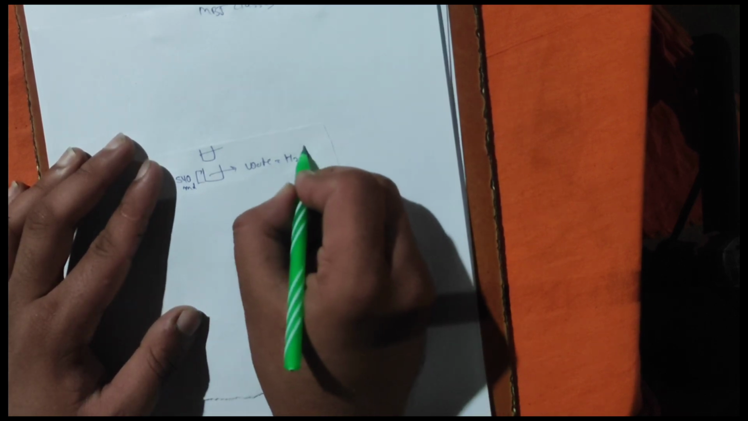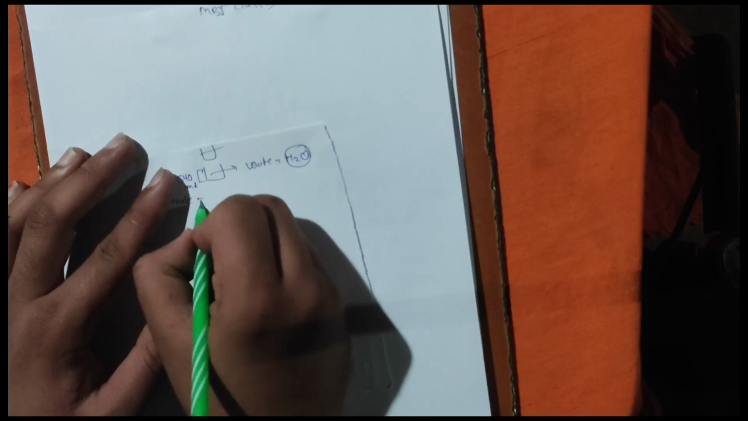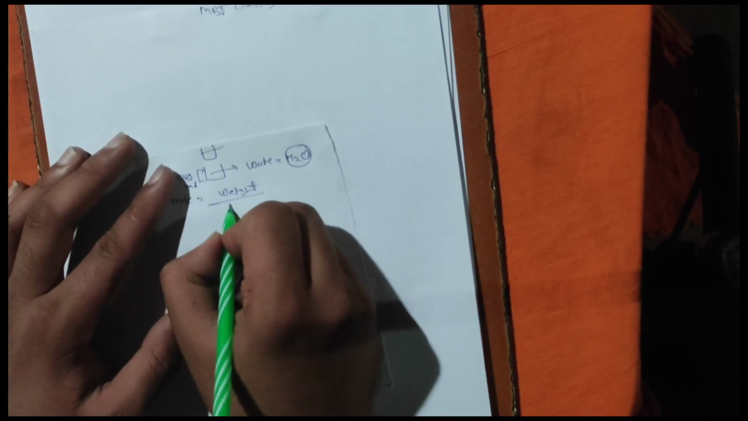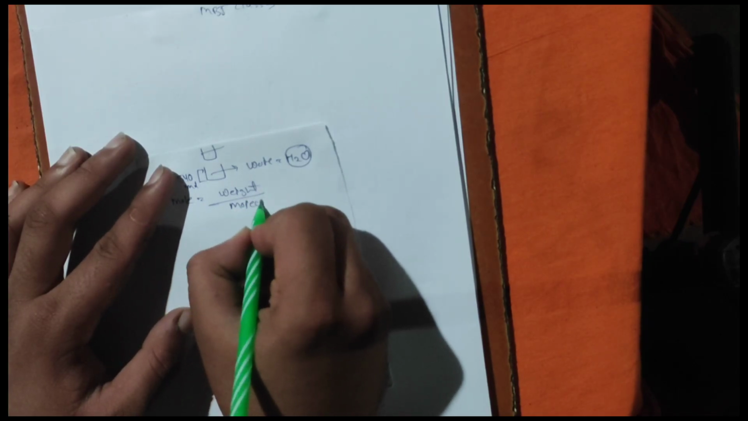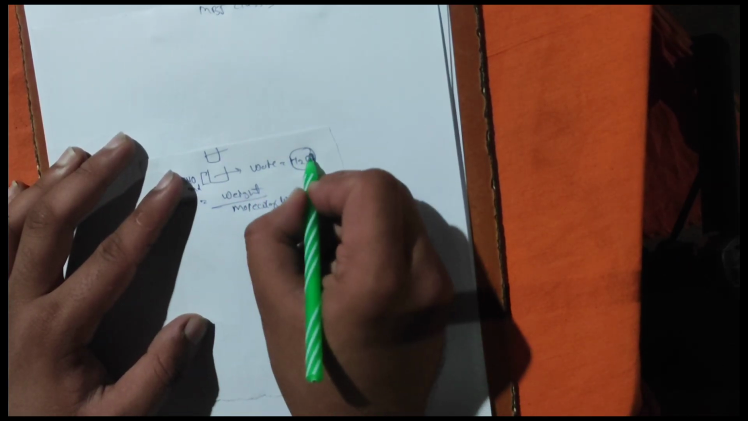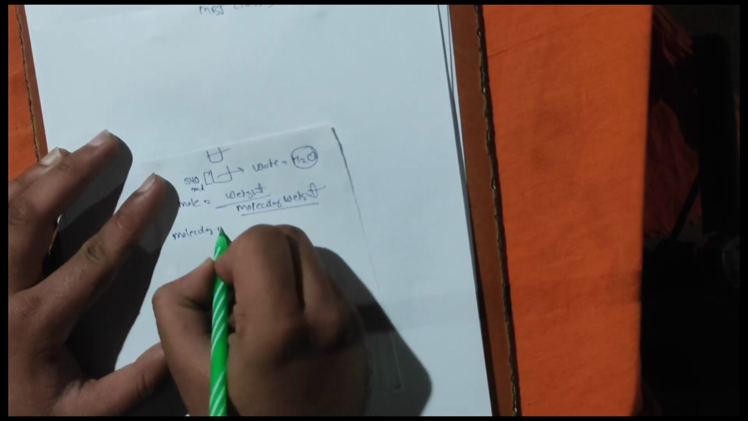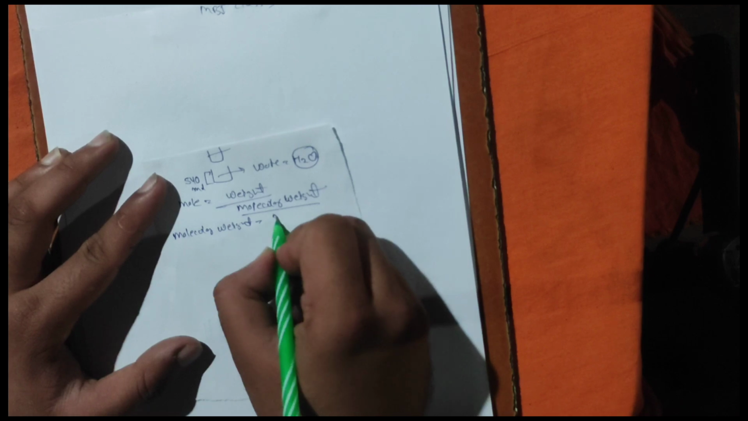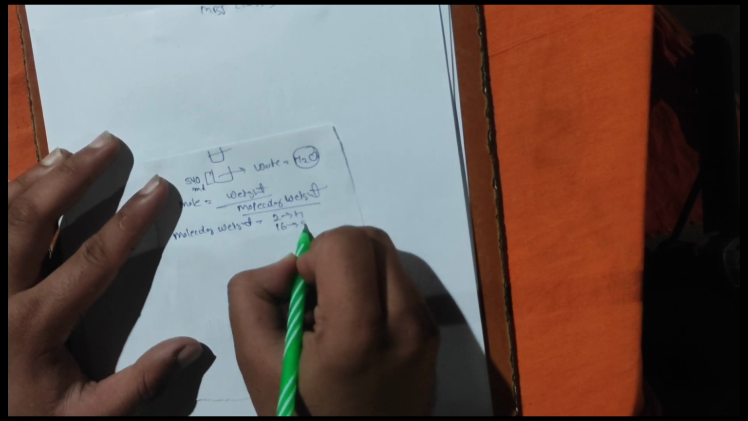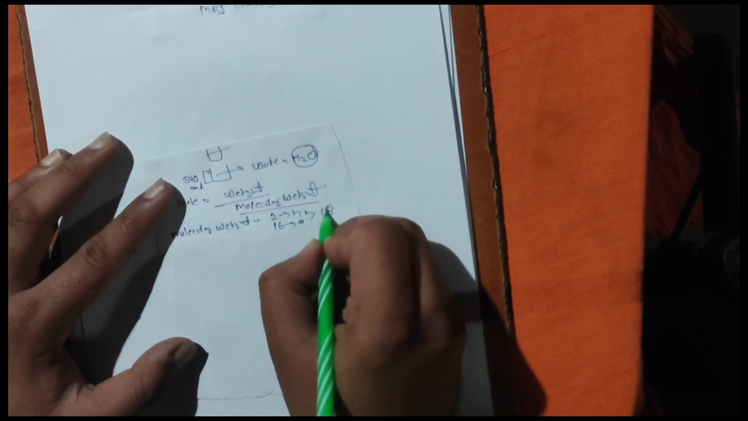Now we know the mole concept. The number of moles is the weight upon the molecular weight. The molecular weight: we can say 2 for hydrogen and 16 for oxygen, so the total becomes 18 gram.